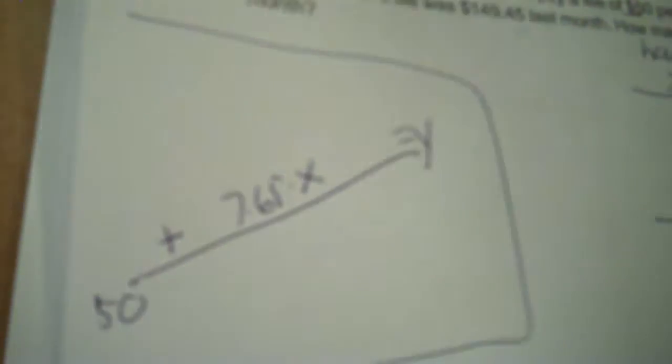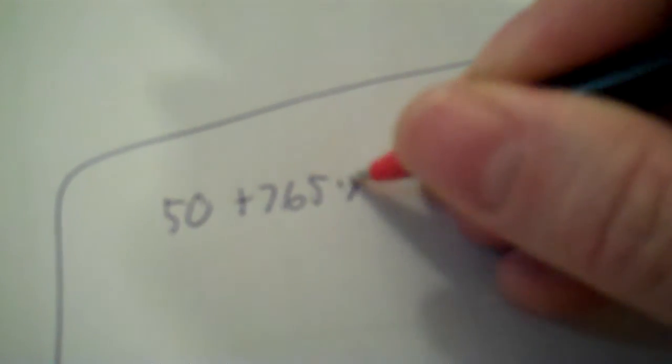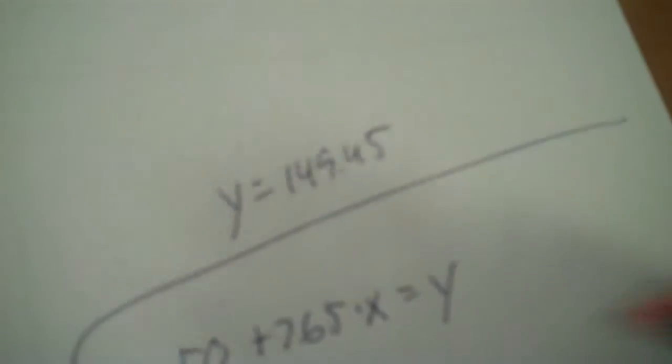So you make your line graph equals Y at the top. So Y starts at 50. Then I'm adding 7.65 every hour. So 50 plus 7.65 times X equals Y. And then Y is equal to $149.45. So put that in for Y.